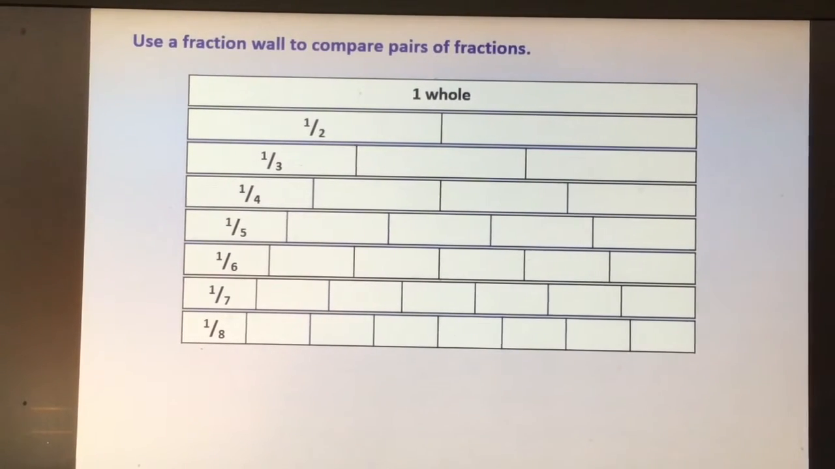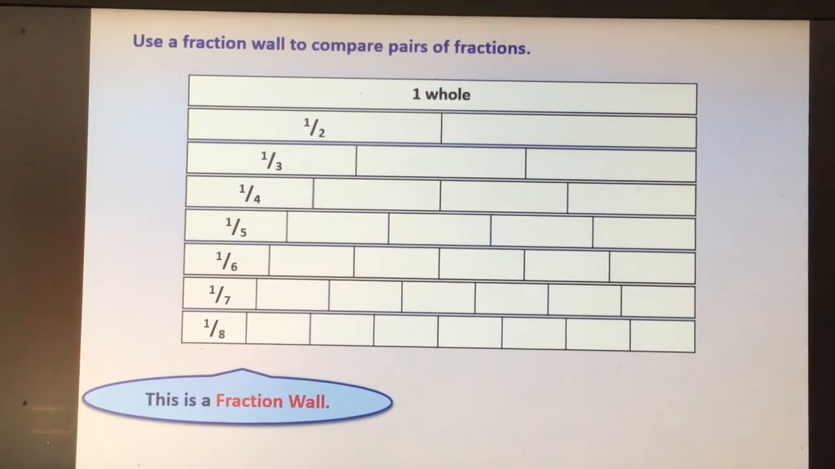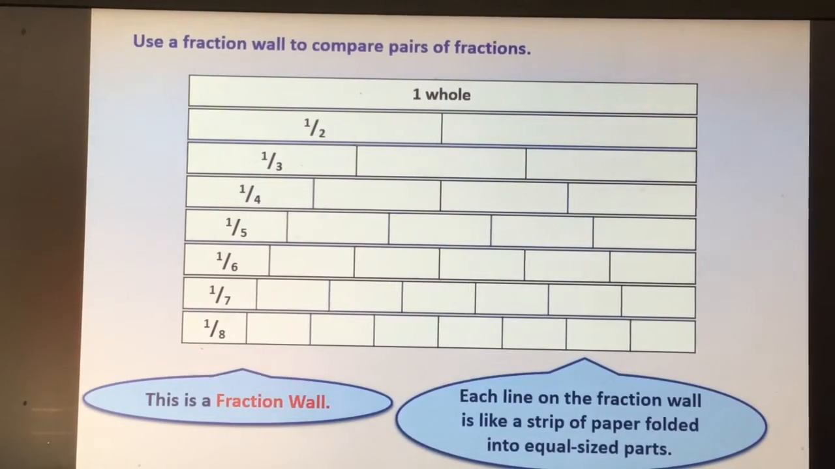What you can see on your screen now is a fraction wall. We've come across one of these before, haven't we? I think we have, but it's worth going over again. It says here that this is a fraction wall. Each line on a fraction wall is like a strip of paper folded into equal sized parts.